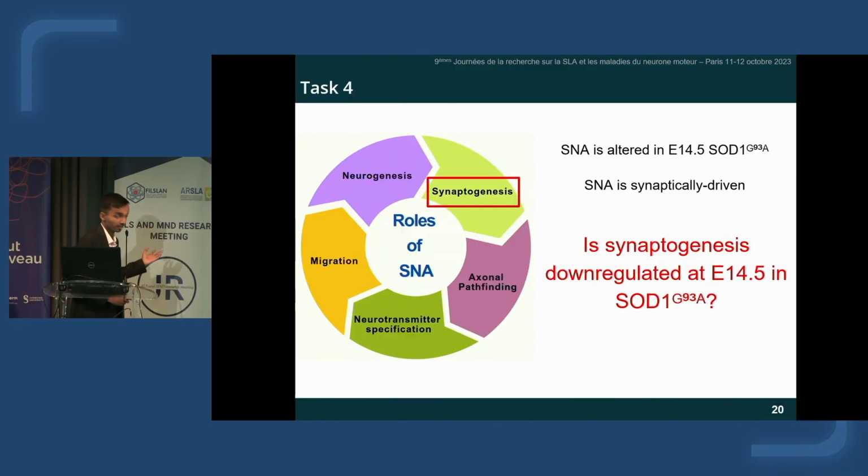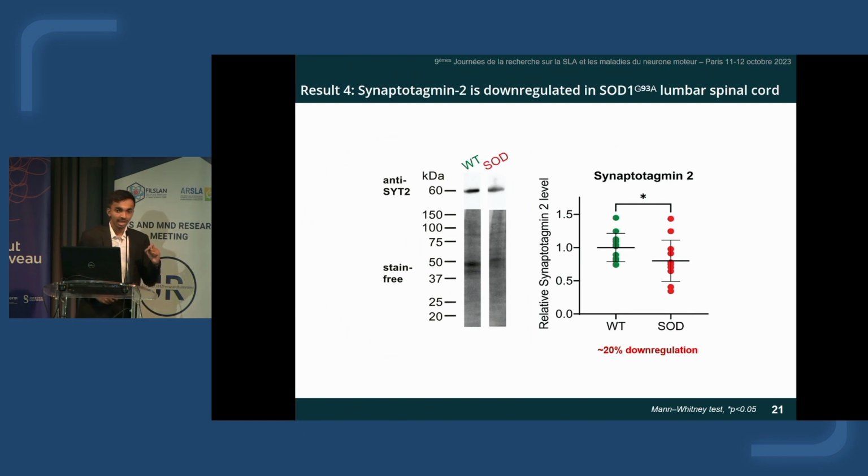Next, if you remember, in the introduction I said one of the important roles of SNA is synaptogenesis. Knowing that we observed a delay in development at E14, and also knowing that SNA is synaptically driven, we came up with the hypothesis that synaptogenesis could be downregulated at E14.5 SOD. We looked at synaptotagmin 2, which is a crucial marker for synaptic activity, and we indeed found a significant downregulation of synaptotagmin 2 in SOD compared to wild type, and this downregulation was about 20%.